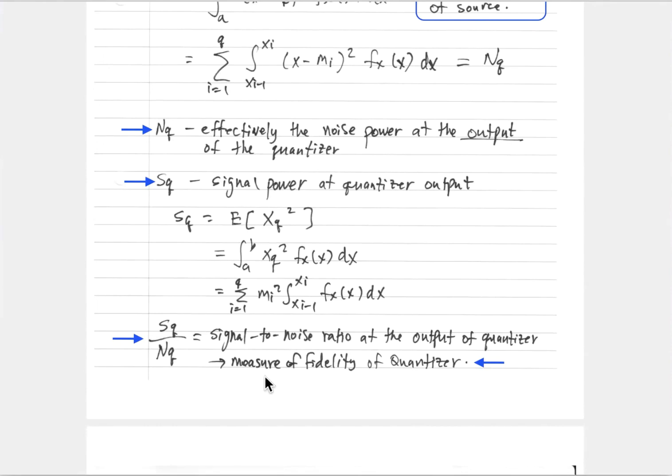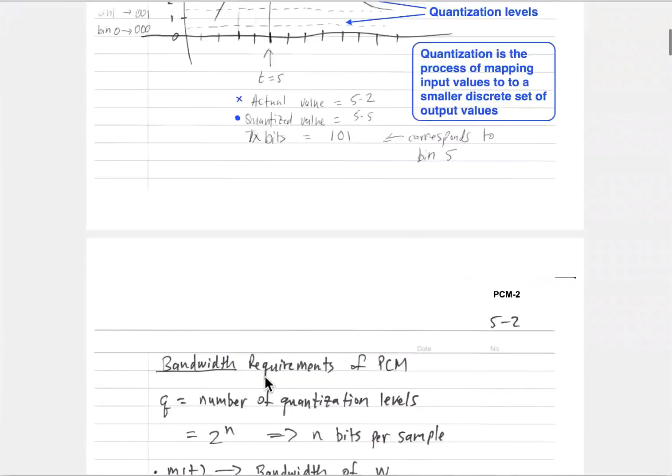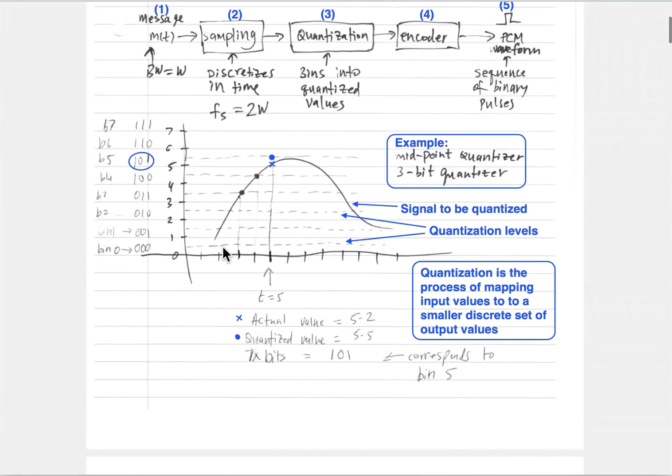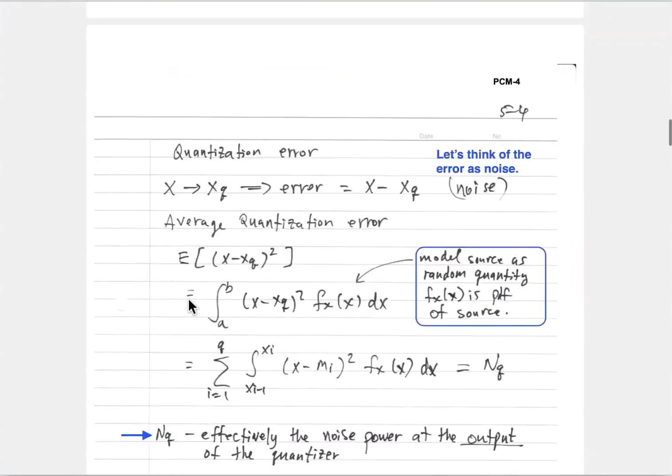Often, I write it as a function of Q, SQ and NQ, because that's what the system designer can tweak. You can control the number of levels. You can have a 1-bit quantizer, a 2-bit quantizer, a 3-bit quantizer, a 16-bit quantizer. And what you'll normally find is that as you increase Q, the signal to noise ratio increases. It's not surprising. As you increase the number of levels, if you go back to this picture here, the more levels I have, the better approximation the quantized values are.